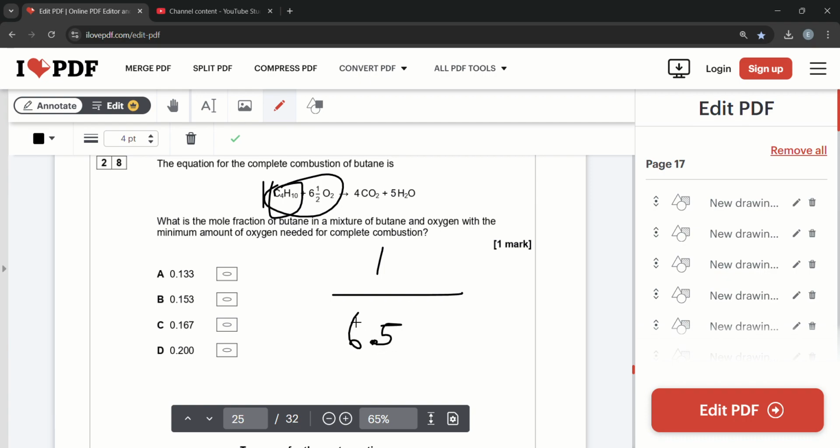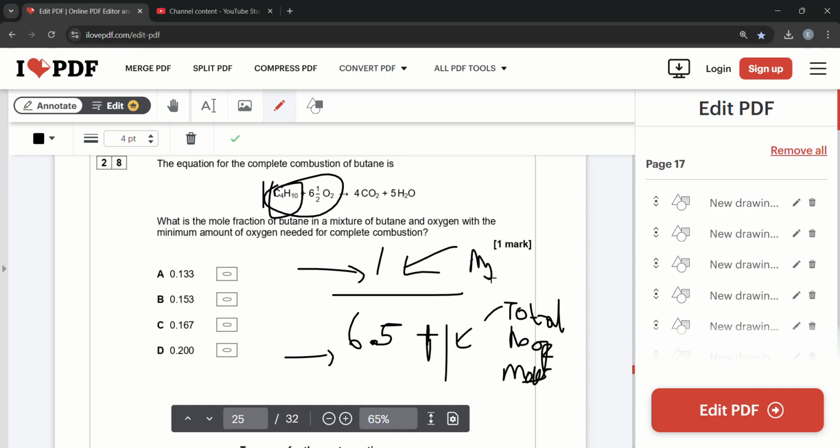But that's not the total moles. Mole fraction of butane is moles of butane over the total moles. Well, total moles is 6.5 plus 1. I feel like that's the tricky part, adding that plus 1, realizing this is the total number of moles, and this is obviously the moles of butane. And if you put that in your calculator, 1 over 6.5 plus 1 should get 0.133 recurring. So the answer is A.